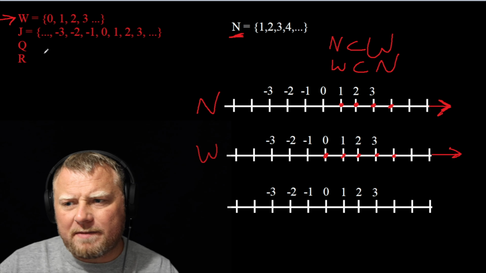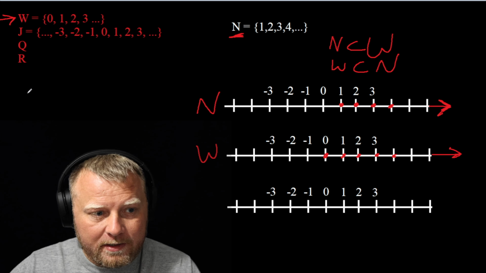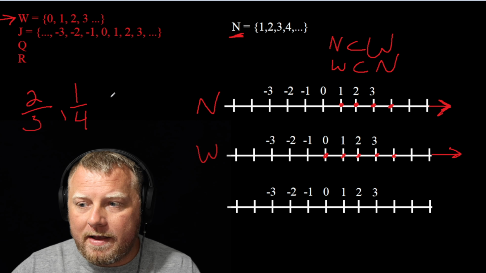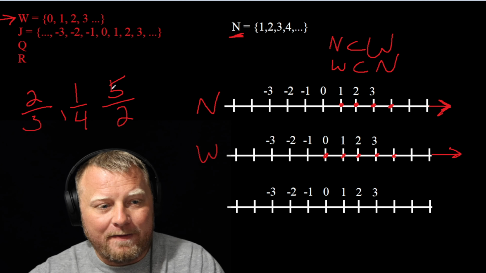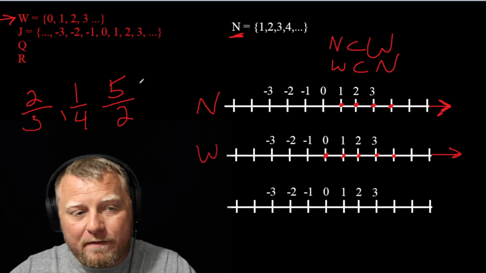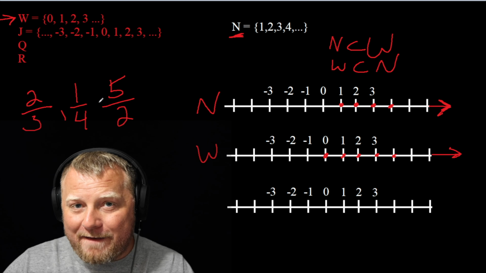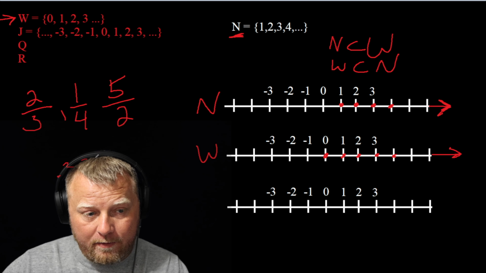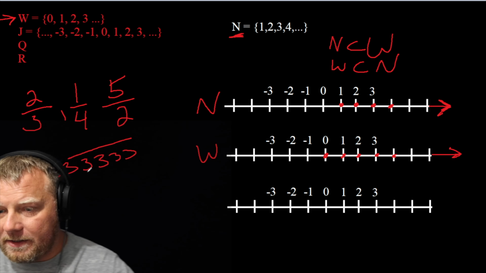So Q. Q is a special one here. Q is any number that you can represent with a fraction. So 2 over 3, 1 over 4, all the decimal numbers. It could be 5 over 2. The numerator doesn't have to be bigger than the denominator or less than. It's any fraction. If you can make it into a fraction, then it's on this Q number line. Now, not every single number can be made into a fraction.